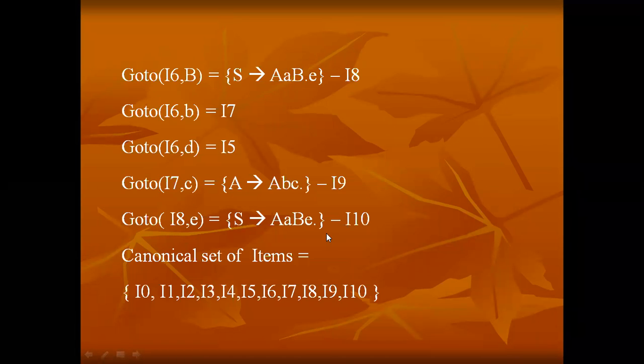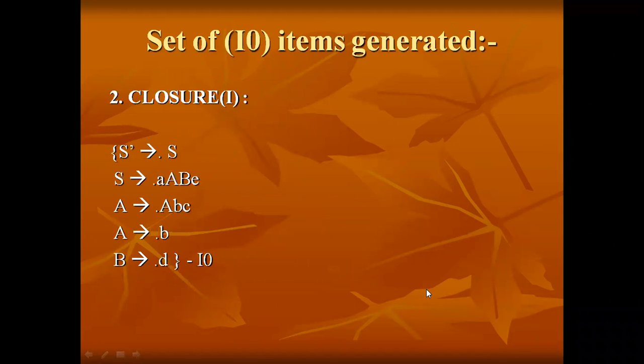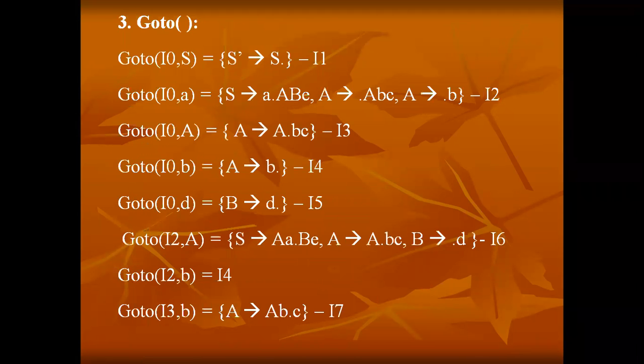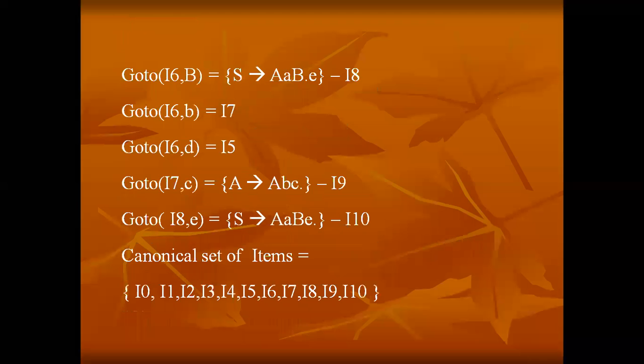And finally, we conclude that the canonical set of items are I0, I1, I2, I3, and so on, up to I10. These I0 to I10 items are represented as states when we are constructing the finite automata. Is it clear?